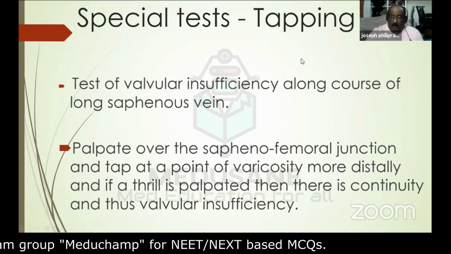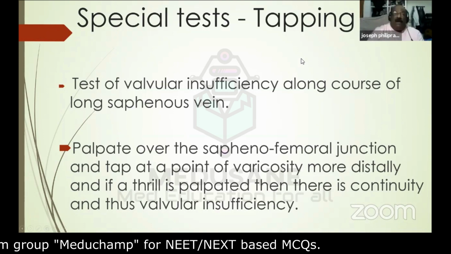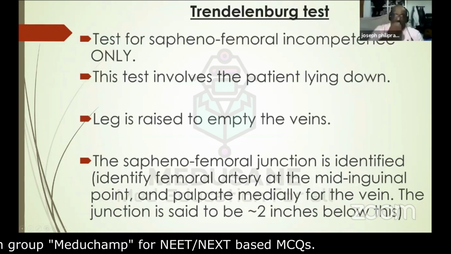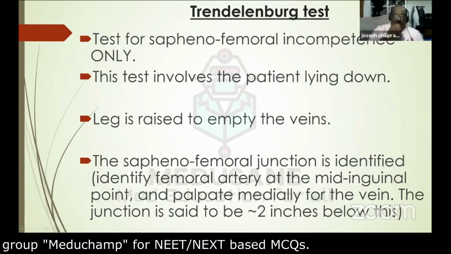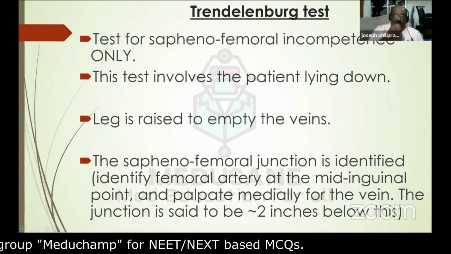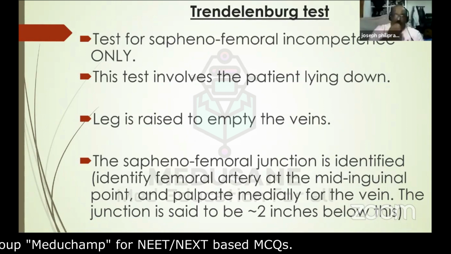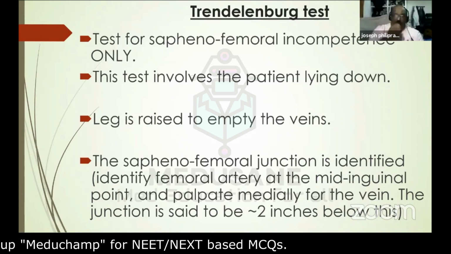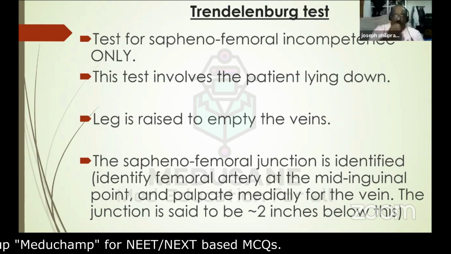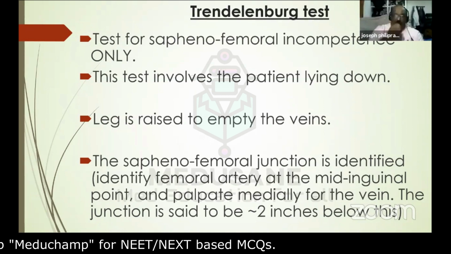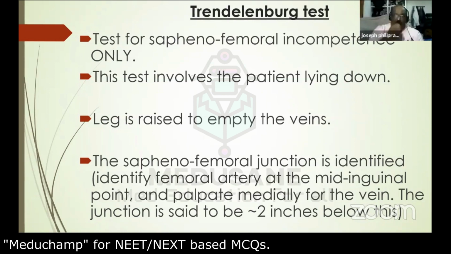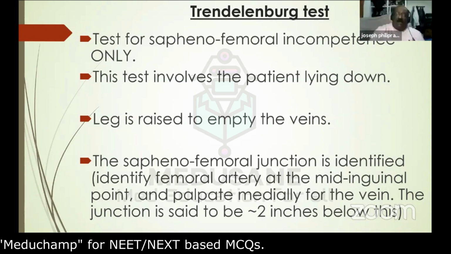Now, the Trendelenburg test, as I mentioned, is to make out saphenofemoral valvular incompetence. Make the patient lie down and then empty the vein. The leg is raised to empty the vein. At the saphenofemoral junction, put your thumb across and compress it. Once you do this, make the patient stand.